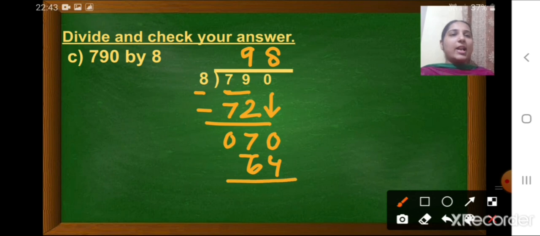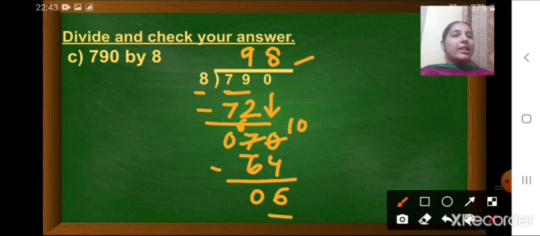Now let's subtract. Here you can see, children, 0 minus 4, that is not possible. It means we have to borrow. So it becomes 10, and there 6 is remaining. Now 10 minus 4 is 6. And this 6 minus 6 is 0. So what is the quotient here, children? 98, whereas the remainder is 6.